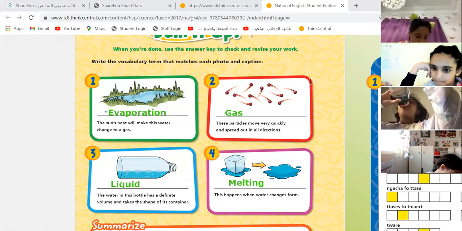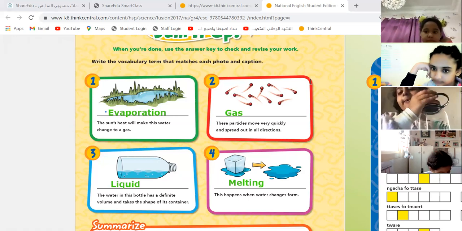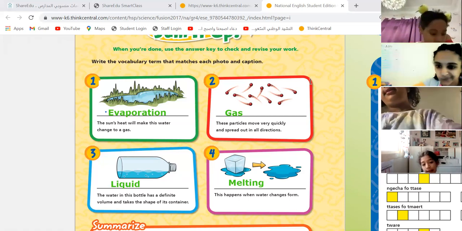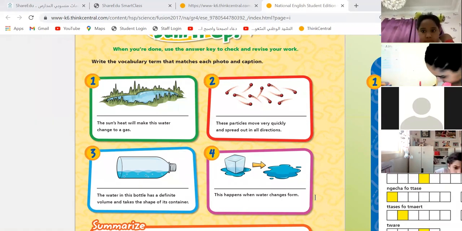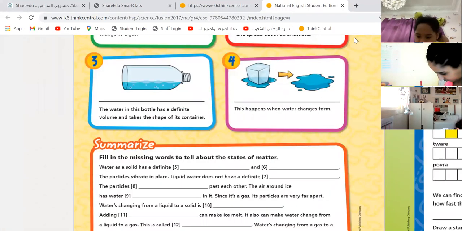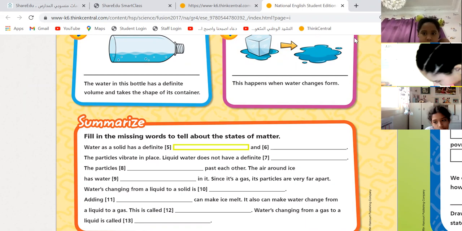All right, girls, we'll move down. Number five. Let's see, number five, Rihanna. Water as a solid has a definite shape and volume. So, water as a solid has a definite shape and volume. All right.